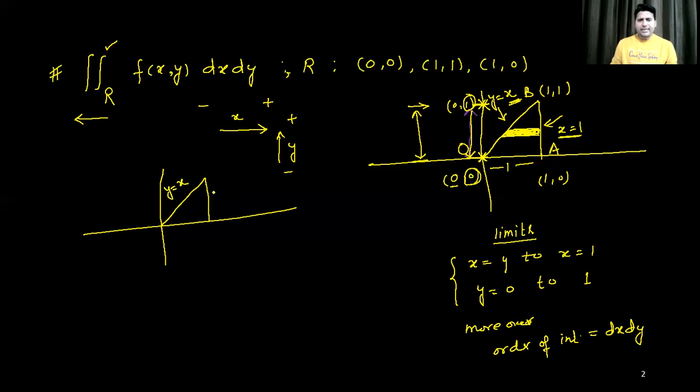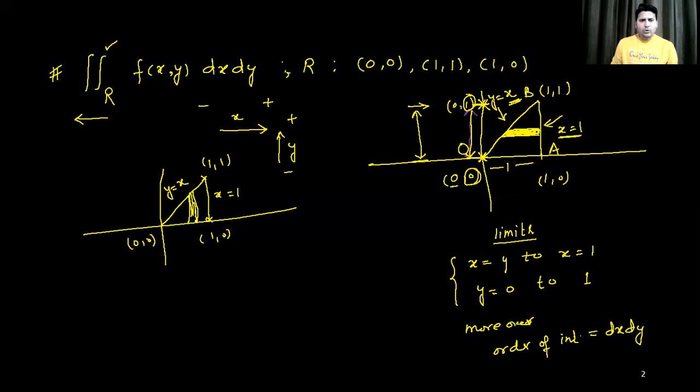Y equals x. This is x equals 1. This point we are having 1 comma 1, and this is 1 comma 0, 0 comma 0. Now for the same question, I am turning the strip. I am taking the strip now parallel to the y-axis.